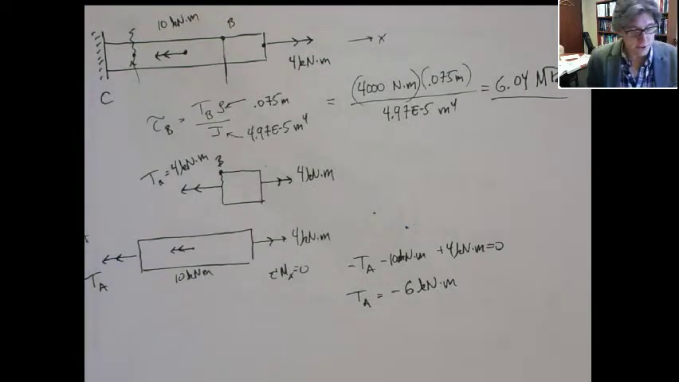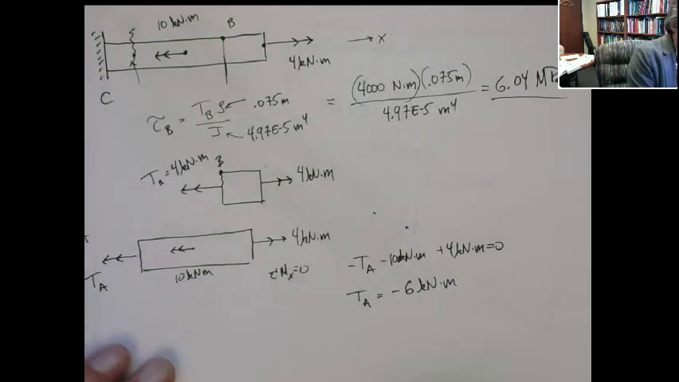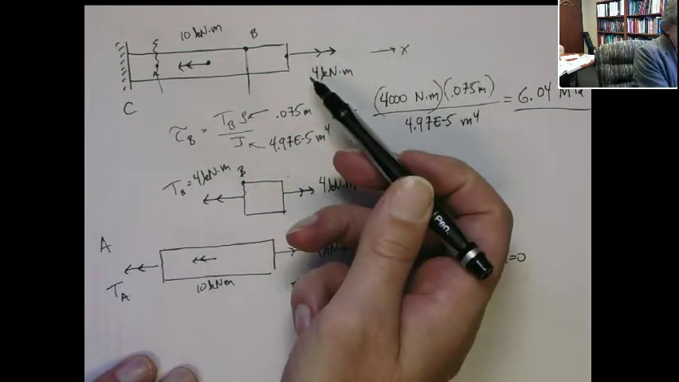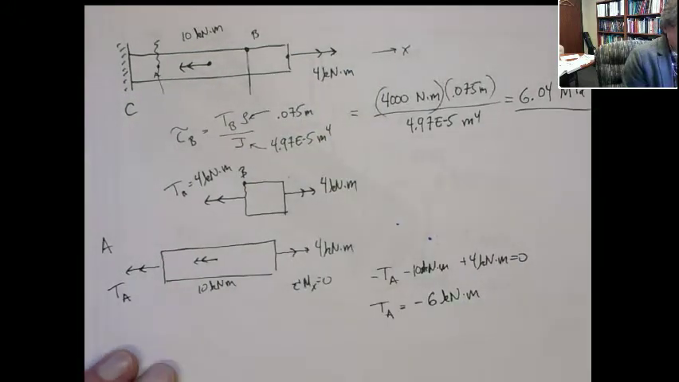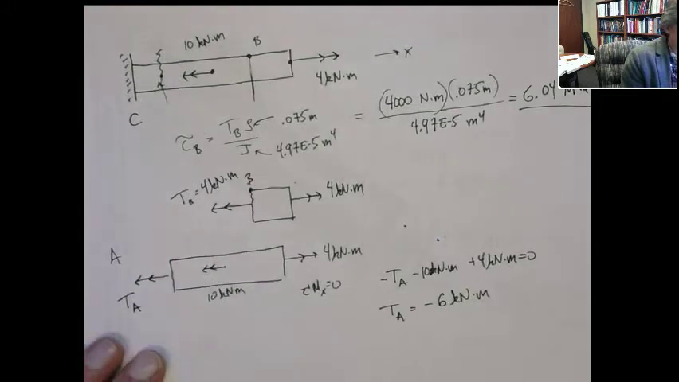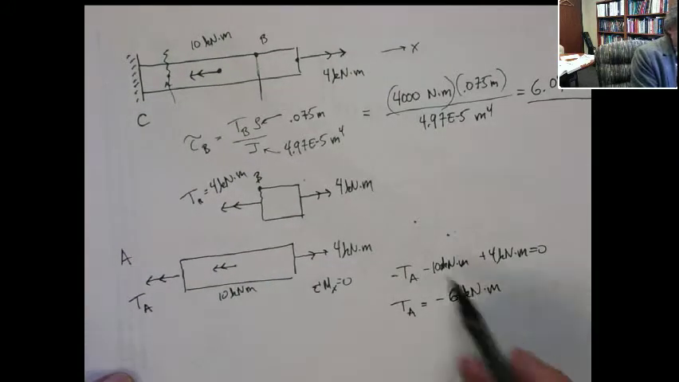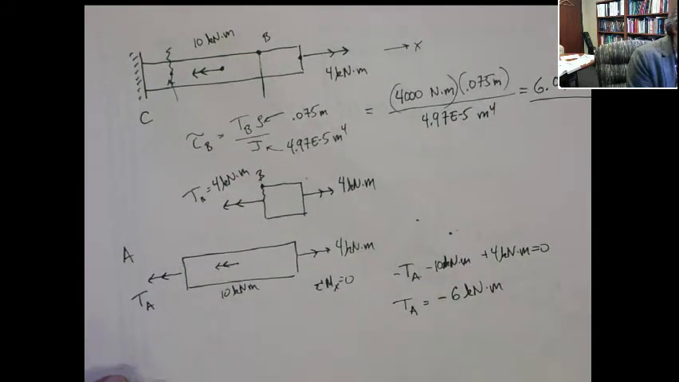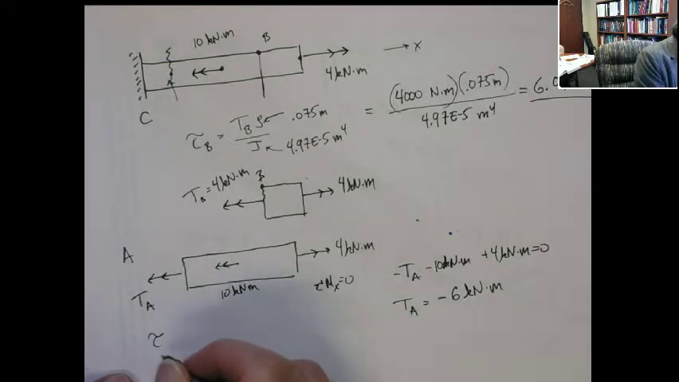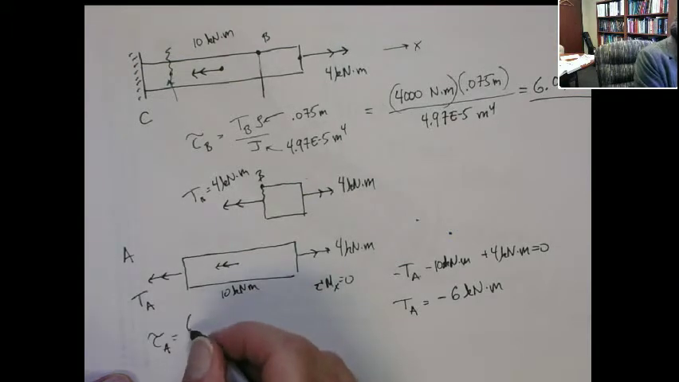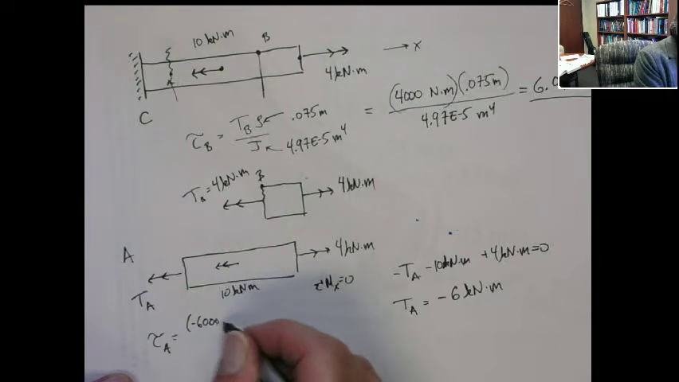All right, so there's my internal reaction torque. You can see it's not 4 and it's not 10, right? It's different, right? It's internal. It's not one of the externals. It's actually the same as the reaction. Okay, so now the shear stress at point A is that internal reaction torque, minus 6,000 newton meters.